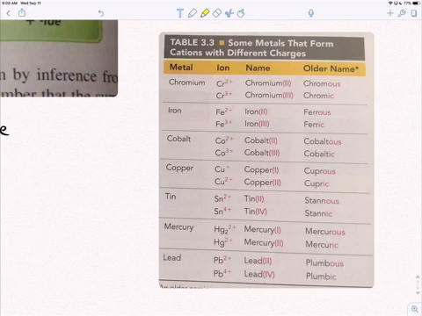This cuprous and cupric, you can see the older name, no one really uses that anymore. At least no one that doesn't have a beard like ZZ Top. So someone else might say that.